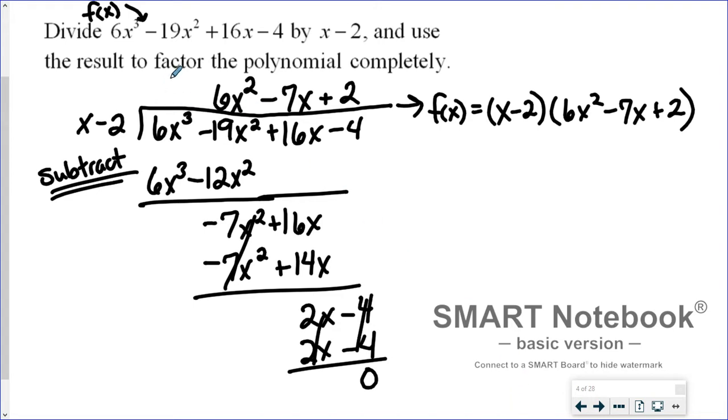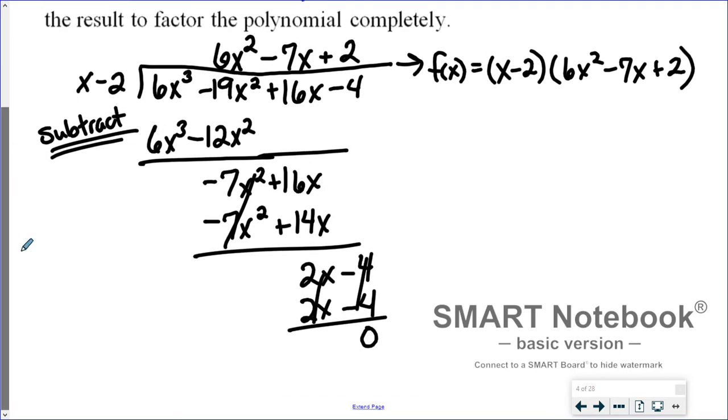Okay, now it wants me to factor this thing completely. So I need to see if this is factorable. I'm going to do that off to the side down here. You can use whatever factoring technique you want. I use what's called the trash can method.